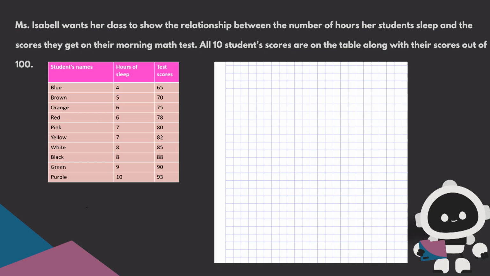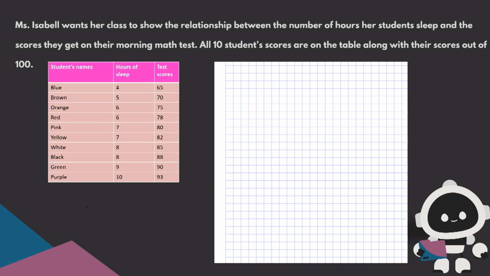Miss Isabel wants her class to show the relationship between the number of hours her students slept and the scores that they made on their morning math test. All 10 students are on the table along with how long they slept, and their scores are out of 100. So this is her students, this is the hours they slept, and this is their scores.